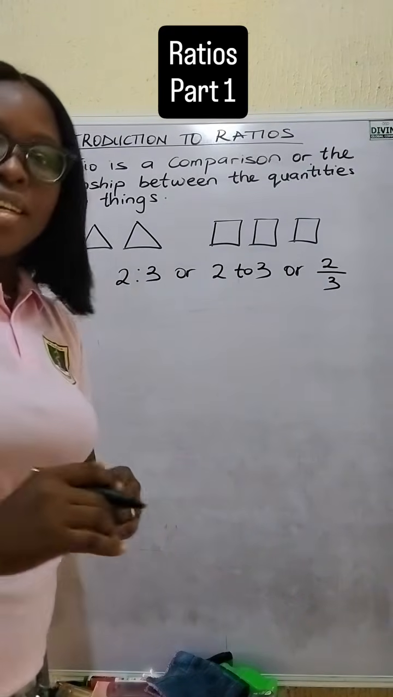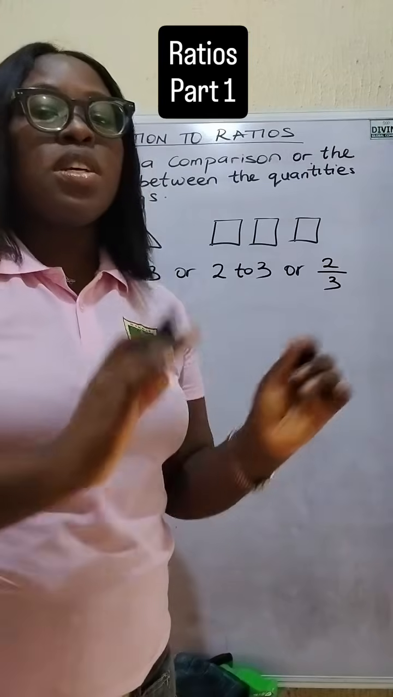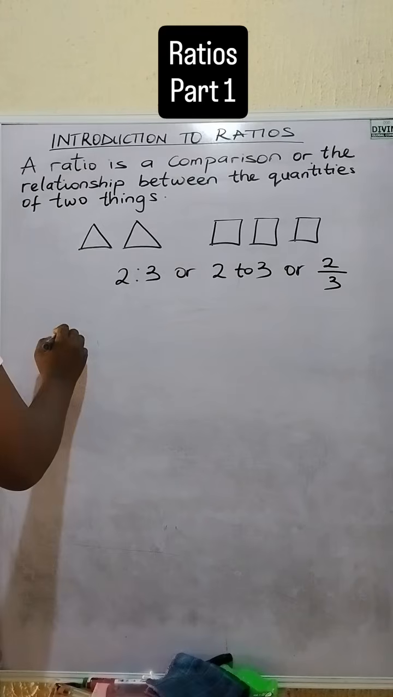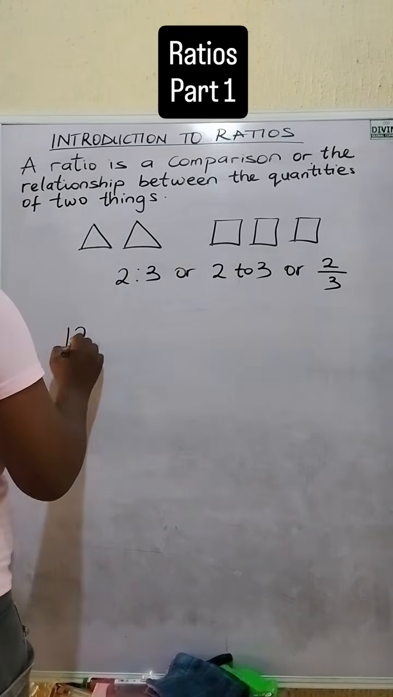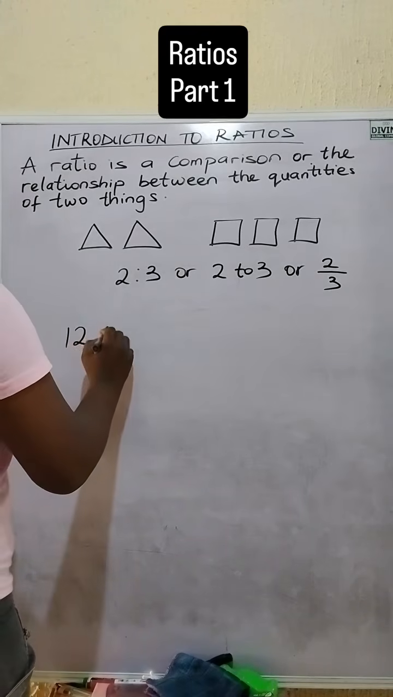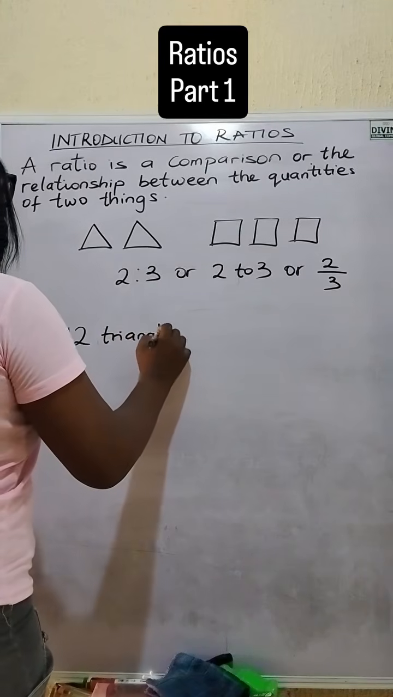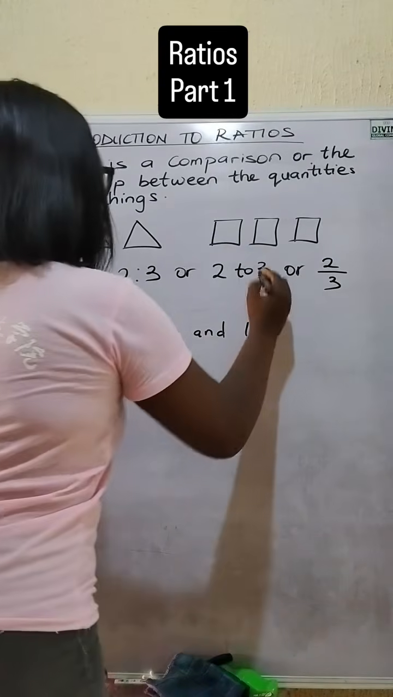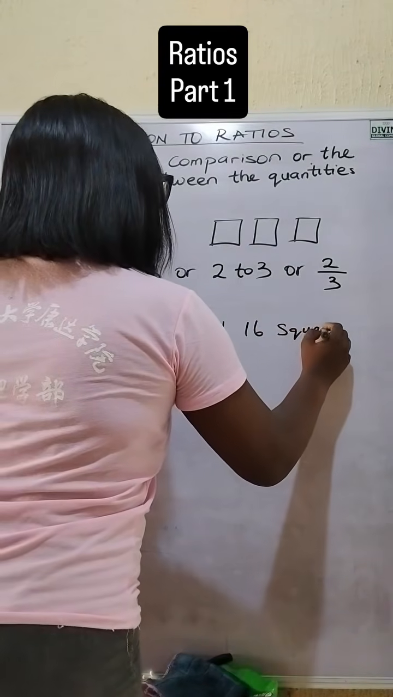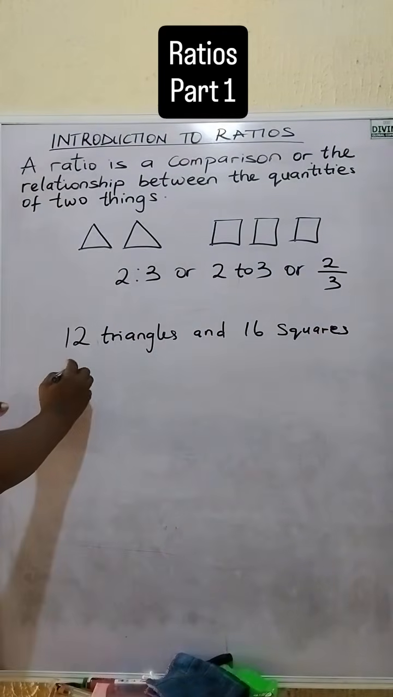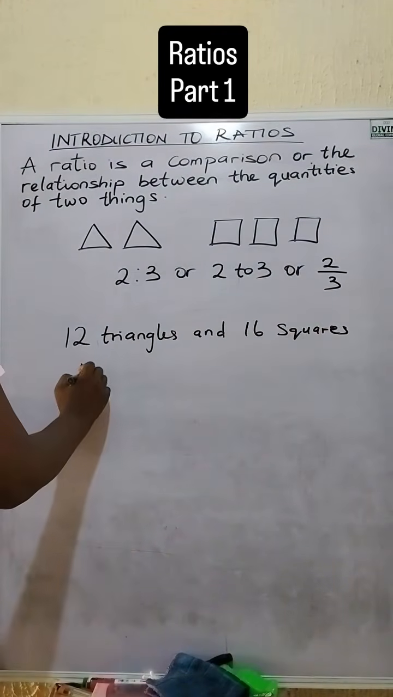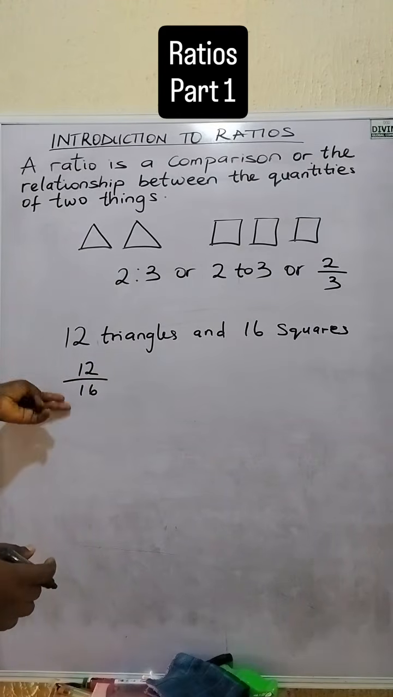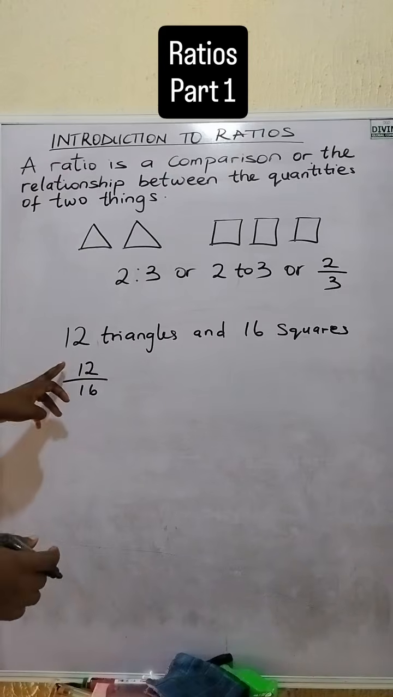Now, these are how we represent ratios. But I just want you to understand that ratios are just relationships between two things. Now, let's take for example that we don't just have two. If we have, let's take for example 12 triangles and 16 squares. Now, this is written like this is 12/16. But we cannot write ratios as 12/16 because these are just numbers.